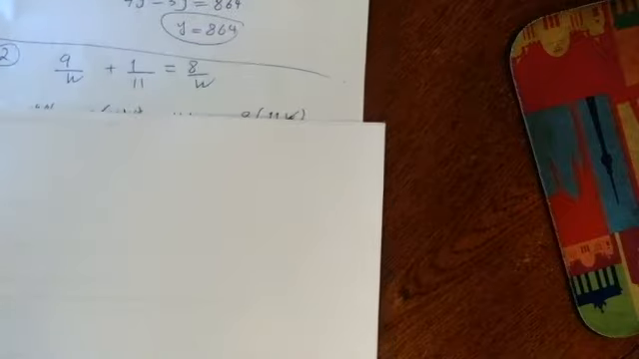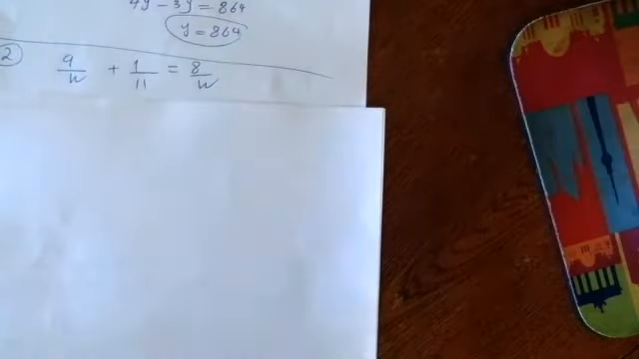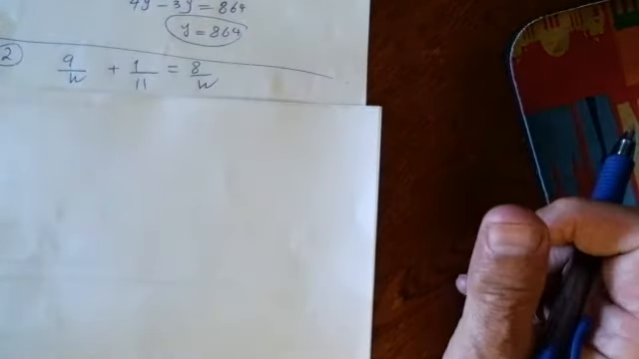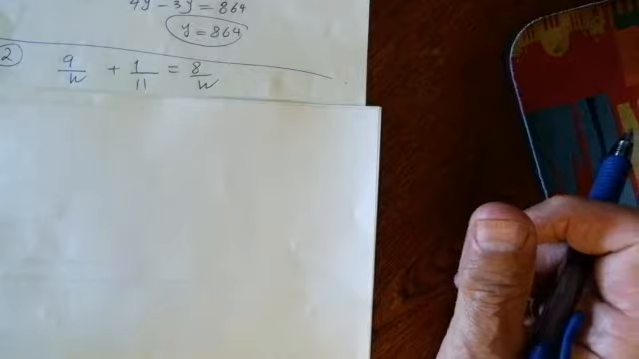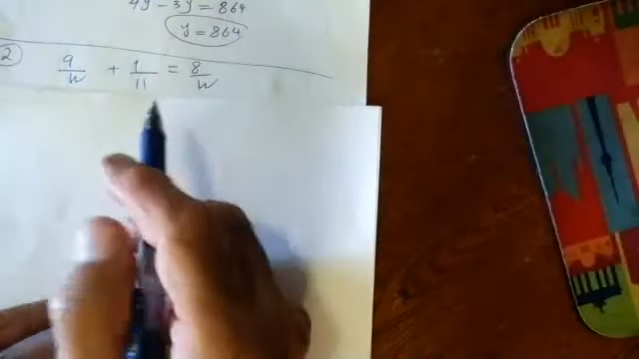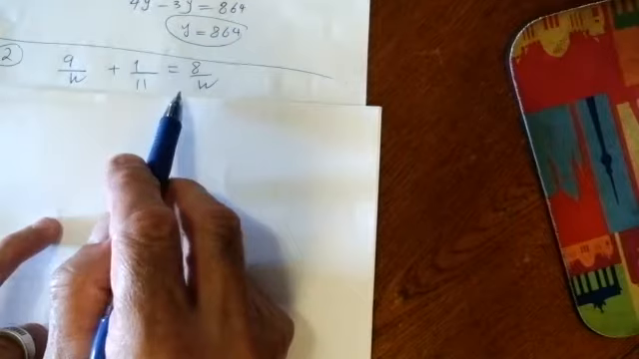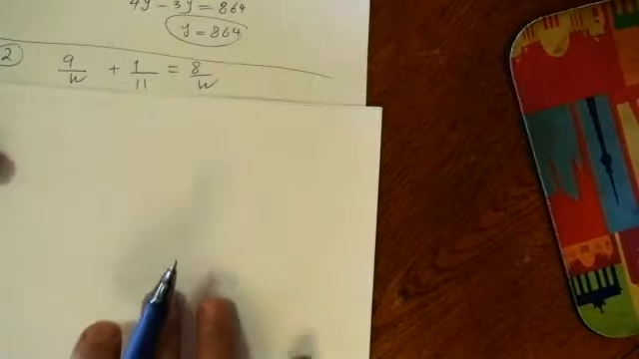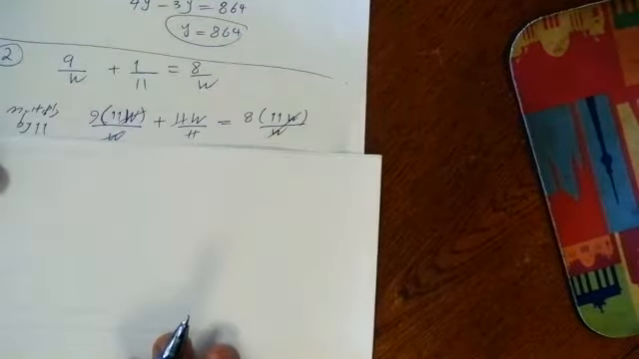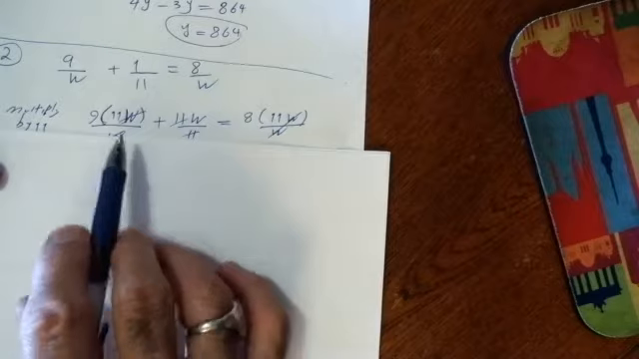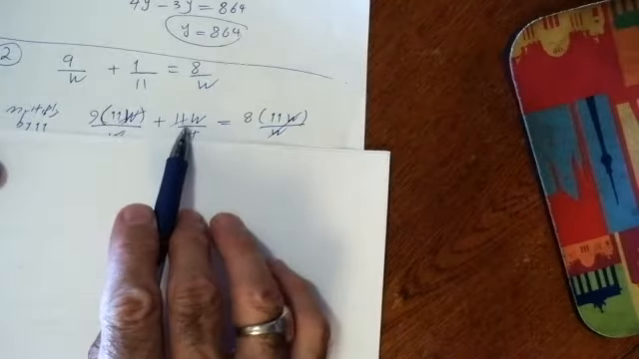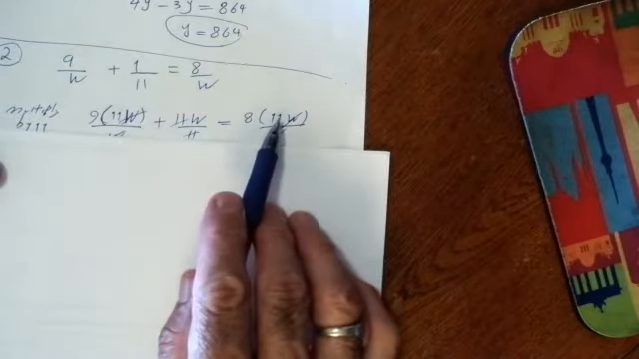Then the second problem is this. 9w plus 1 over 11 equal 8 over w. In that case, the common denominator, in fact, is 11w. So I multiply all the terms by 11w. I put 11w here, 11w here, and 11w there.